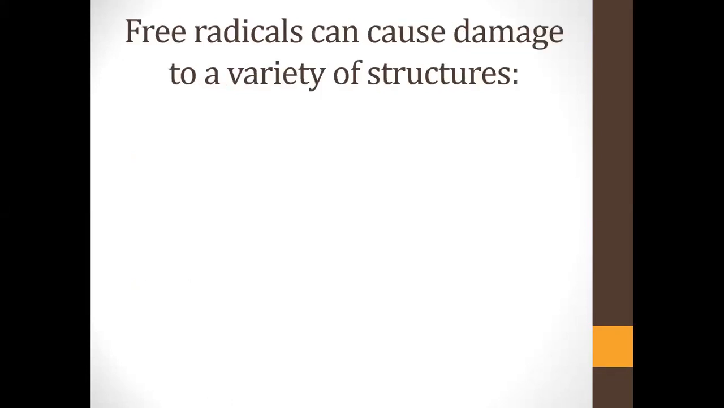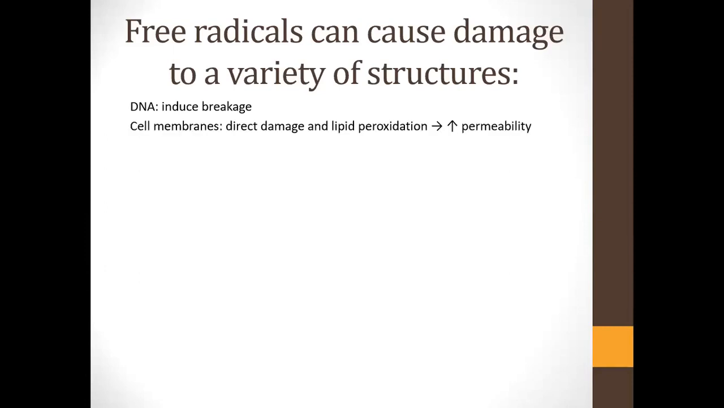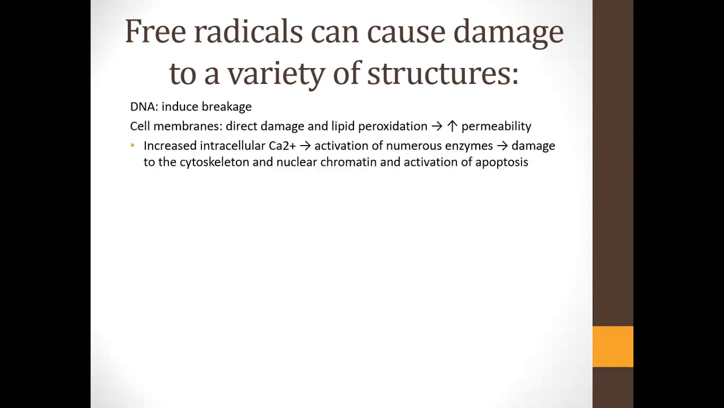Now, free radicals can damage a variety of structures, including DNA. It can induce breakage and cause mutation. Cell membrane, it can directly damage the membrane and cause lipid peroxidation, which will ultimately increase the permeability. Increased permeability will increase the intracellular calcium. Now recall that the lipid bilayer is a partially permeable membrane, and it controls the intracellular and extracellular environment. We have pumps such as the sodium potassium ATPase pump and the calcium ATPase pump located in it too. Those pumps also contribute to the regulation of these ions. Since there is an increased permeability, you can expect that there will be an increased intracellular calcium.